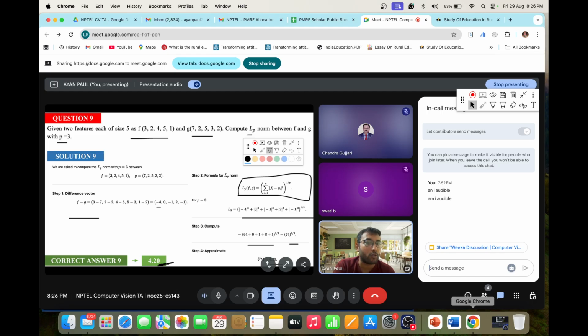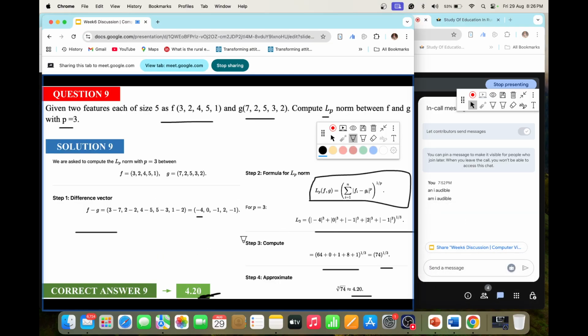Then you have to take the absolute sum of everything, and then take the 1 by p root. Here, as p is 3, that is why the 1 by 3 root. So just do 74 to the power 1 by 3, and your answer is coming 4.20. This is very important, Lp normalization, because if you know Lp normalization, you can calculate both L1 normalization as well as L2 normalization by putting p equals 1 and 2.